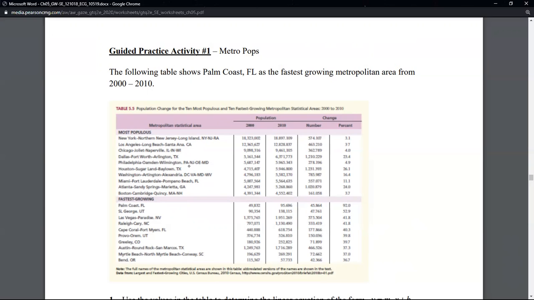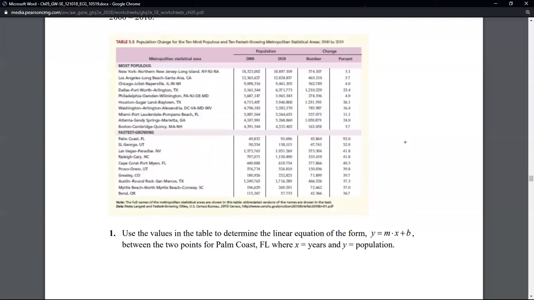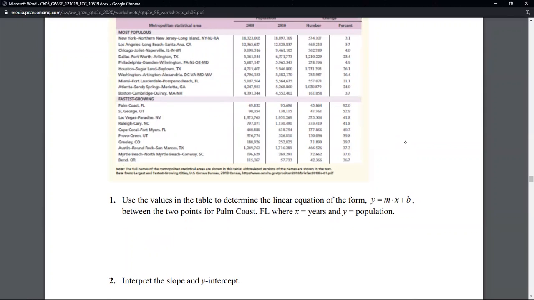All right, so what's the point of this problem? We got lots and lots of different areas, cities, whatever you want to call them, because some of these are like, you know, several cities lumped together, just metropolitan areas, kind of like Hampton Roads is a metropolitan area composed of Suffolk, Portsmouth, Chesapeake, Virginia Beach, Norfolk, Hampton, Newport News, and yeah, that's it. I said them all. So use the values in the table to determine the linear equation of the form y equals mx plus b between the 2 points for Palm Coast, Florida, where x is years and y is population. So they're telling us they want our independent variable x to be the number of years, not years since 2000, just years, and then y will be our population.